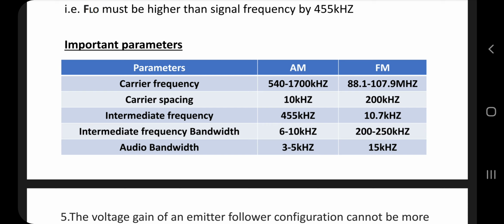Intermediate frequency bandwidth is 6 to 10 kHz for AM, and for FM it is 200 to 250 kHz. Audio bandwidth for AM is 3 to 5 kHz and for FM it is 15 kHz. Learn these values by heart.